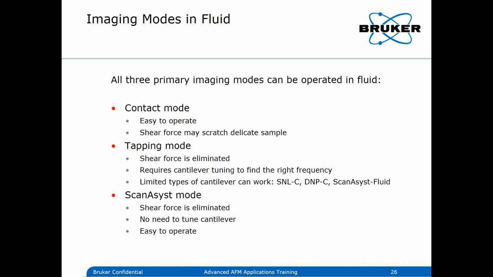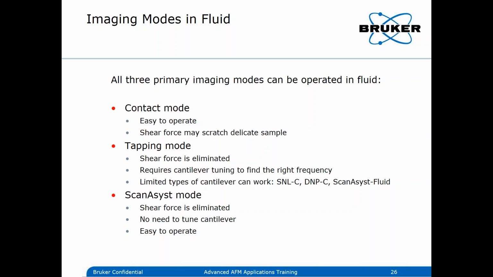There are 3 primary modes which can be used in fluid. One is contact mode, which is easy to operate, but you have shear forces which might scratch delicate samples. You can use tapping mode, where you don't have the shear forces any longer, but it requires cantilever tuning to find the right frequency, which is not easy. You can only use it with a cantilever which has a reasonable resonance frequency.